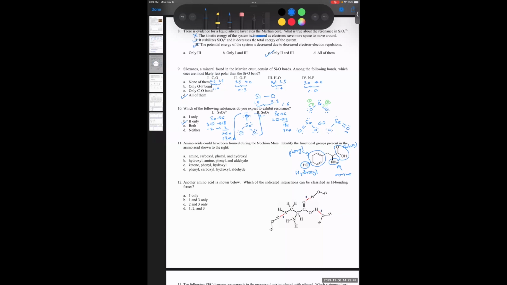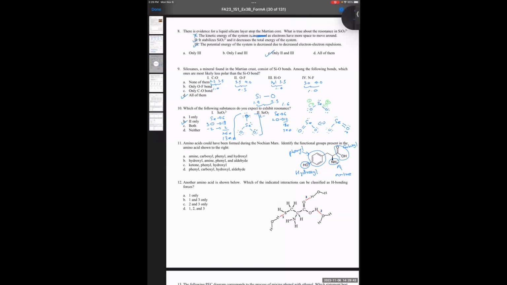So we know them when we see them. That's the idea of functional groups. So we have amine, carboxyl, phenyl, hydroxyl. So that should be option A. Yeah, there are no aldehydes. There's no ketone, and there's no aldehyde. Anyway, so the correct answer is option A.